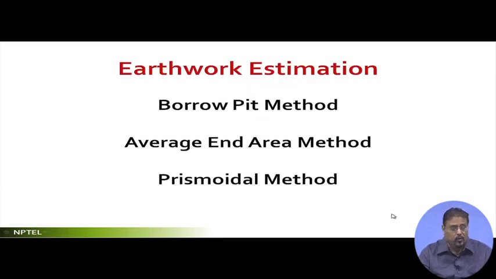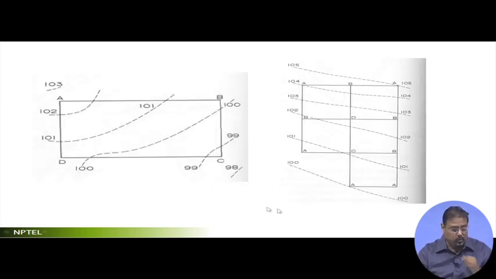When you do the earthwork estimation, there are 3 methods that you follow. One is the borrow pit method, there is the average end area method, and there is the prismoidal method. I will show with respect to these pictures itself. The borrow pit method you generally use when you have a larger area and you are going to cut. An example I am just showing on this piece of paper.